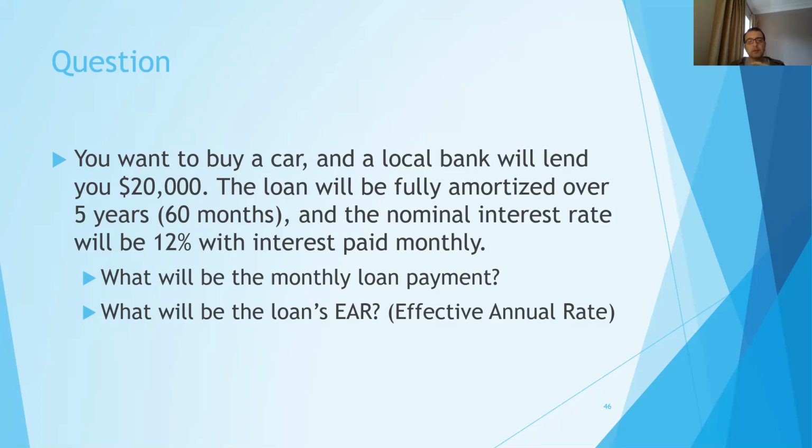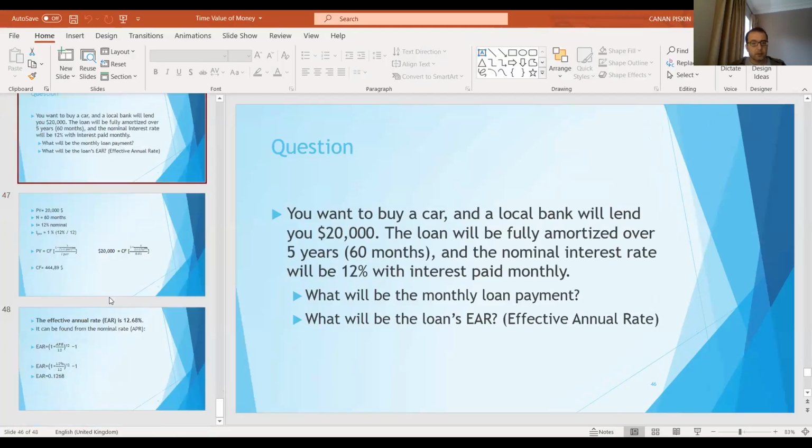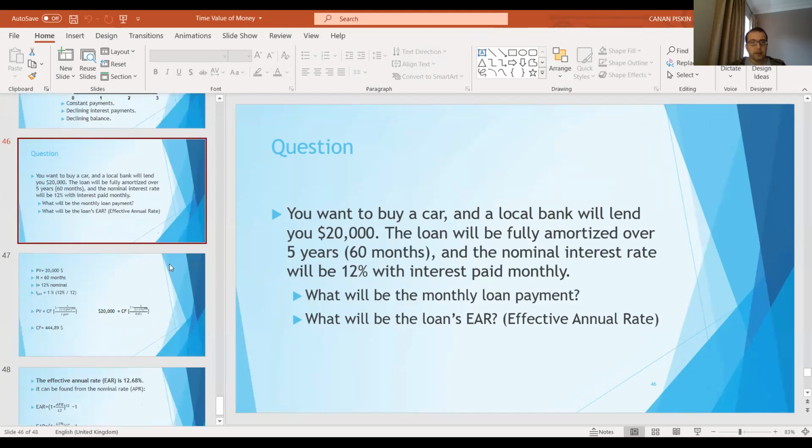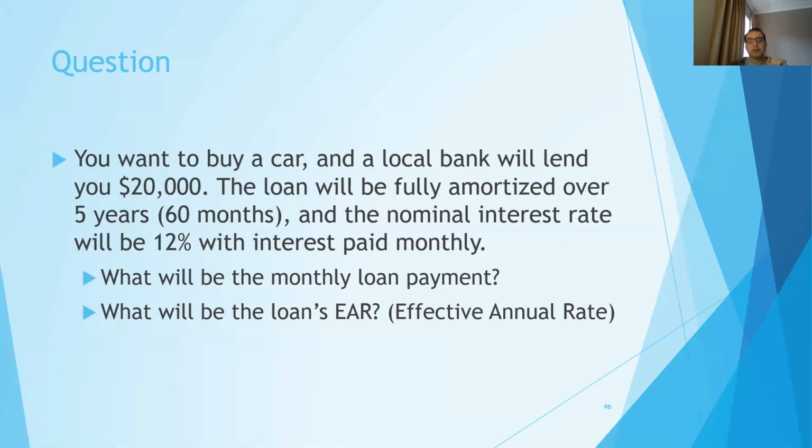Here is the question: if you want to buy a car and want to borrow 20,000, the loan will be fully amortized over 5 years, and the nominal interest rate will be 12% paid monthly, right? So what will be the monthly loan payment? Let's see how we can calculate it.